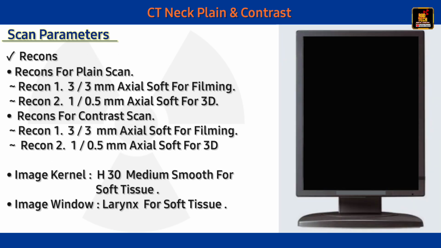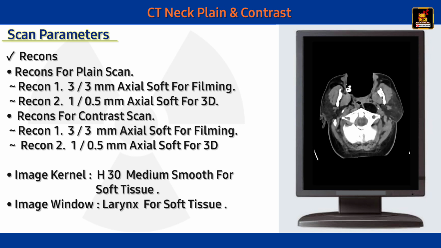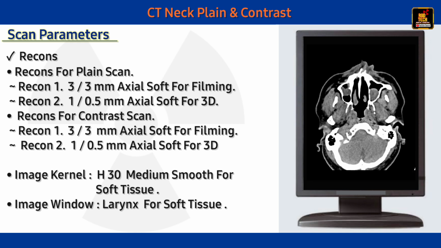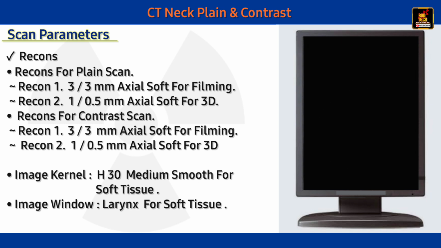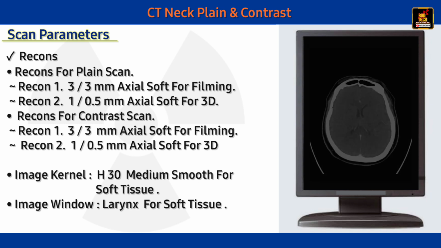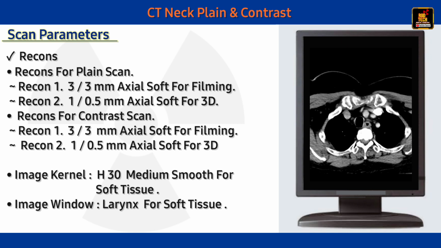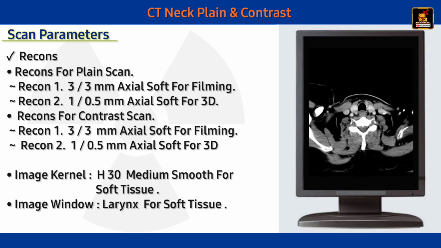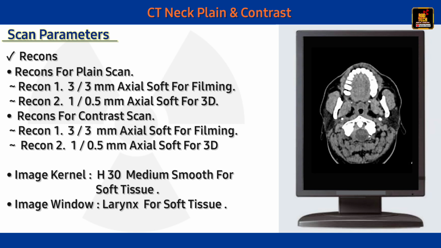Recons for plain scan. Recon 1: 3 by 3 mm axial soft for filming. Recon 2: 1 by 0.5 mm axial soft for 3D. Recons for contrast scan. Recon 1: 3 by 3 mm axial soft for filming. Recon 2: 1 by 0.5 mm axial soft for 3D. Image kernel, H30 medium smooth for soft tissue. Image window, larynx for soft tissue.